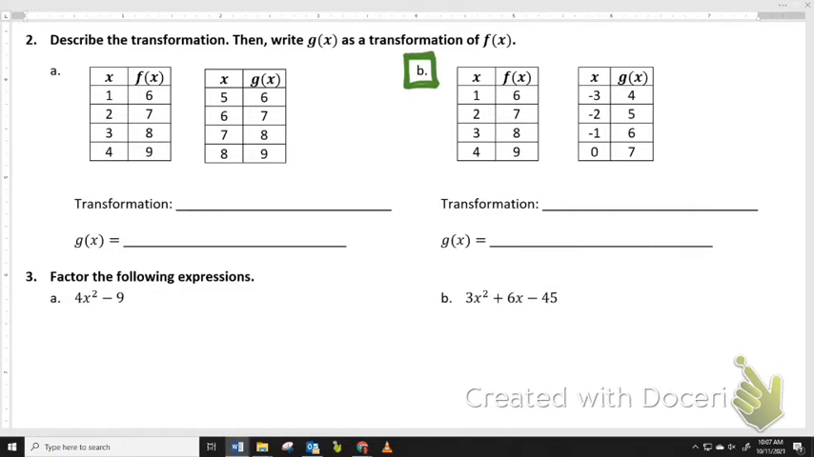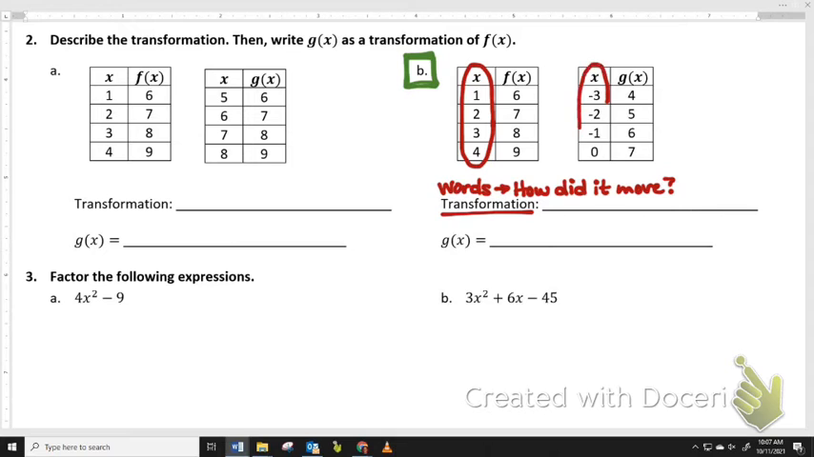All right, so I'm doing part B. I want to know the transformations. When I say transformations, I'm looking for words. Tell me which way it moved. How did it move is what I'm asking here. If I look at the x's first, what kind of directions are we talking about? I'm on part B. If we're talking about the x's, what are the possible ways that we could be moving?